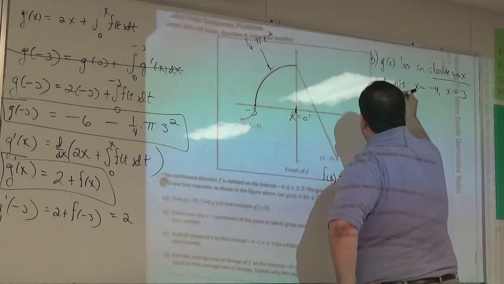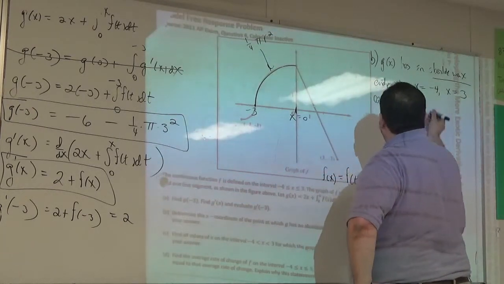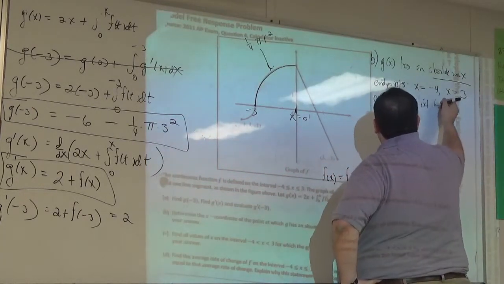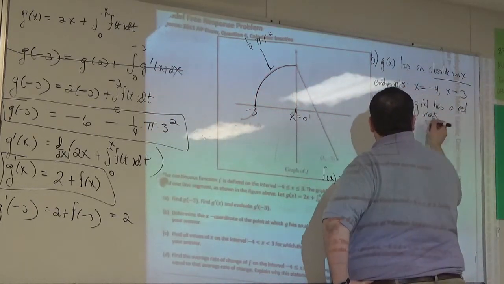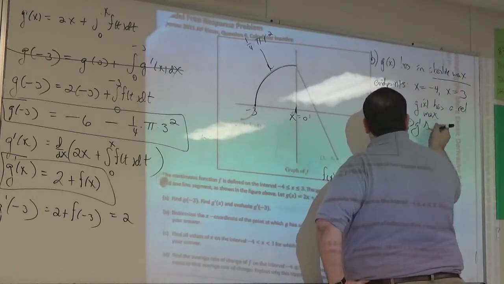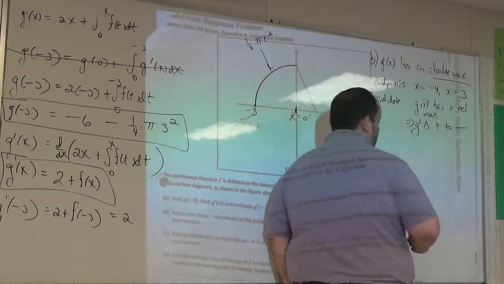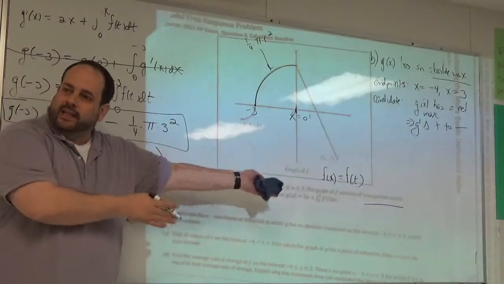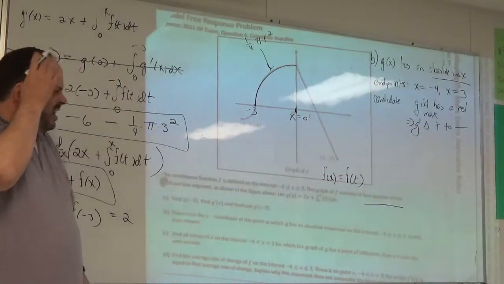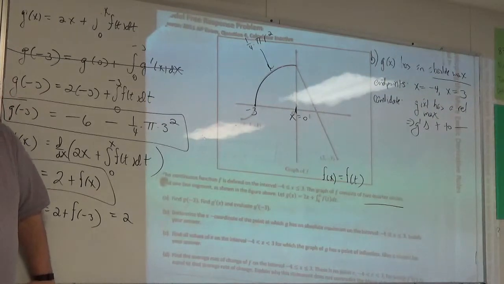If G is going to have an absolute max, that means you look for where G has a relative max, which means G prime changes from positive to negative. That's just what our candidate means. It's like the relative version of what we're looking for. Where does G prime change from positive to negative?